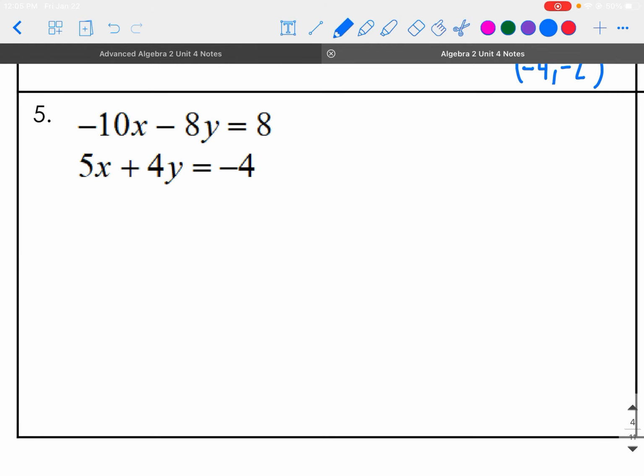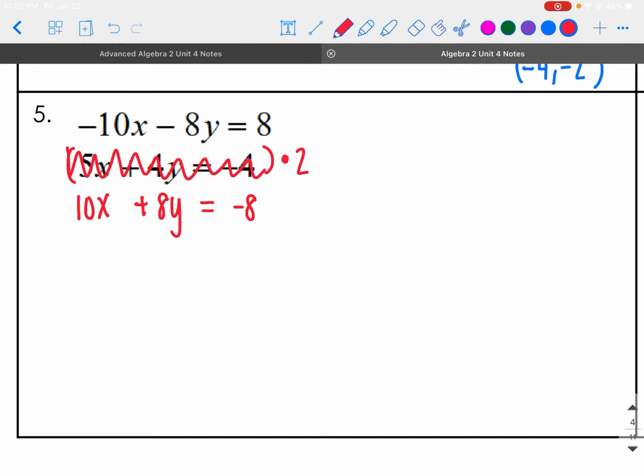Number 5. So on this one, if I look at my x's, I have a negative 10 and a positive 5. If I were to multiply this bottom one by 2, I'm going to get a 10x. So negative 10 and 10, there's some opposite coefficients. Then I have plus 8y equals negative 8.